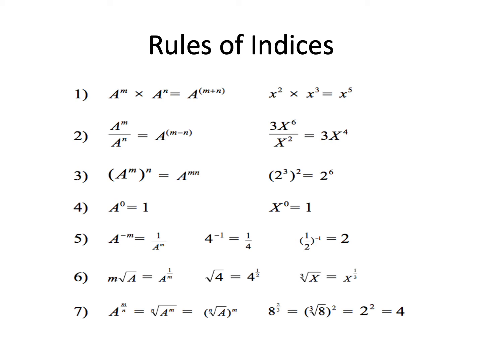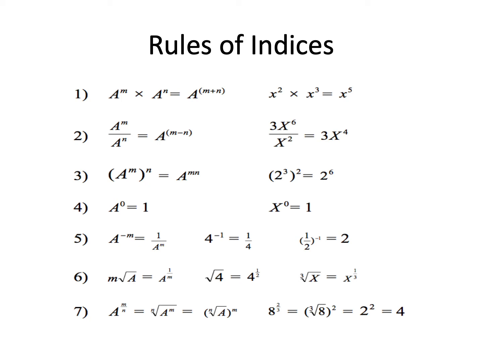Example: x to the power of 2 multiplied by x to the power of 3 gives you x to the power of 5. Here the power 2 plus power 3 gives you 5, and the base still remains the same as x. So as per the multiplication law of indices, when the bases are the same, you just add the powers. As shown in this case, 2 plus 3 gives 5, so x to the power of 5. That is the answer.